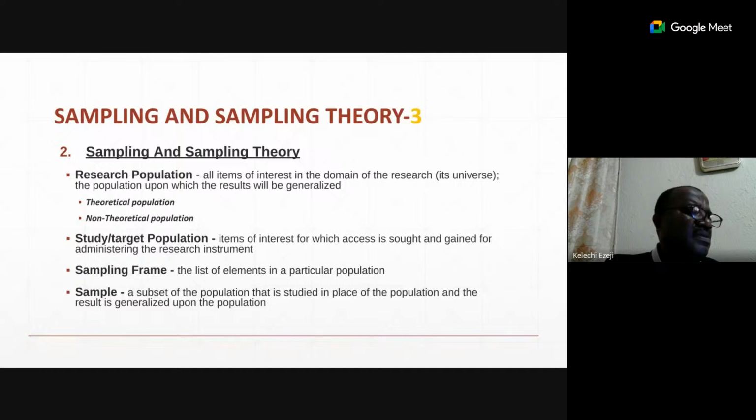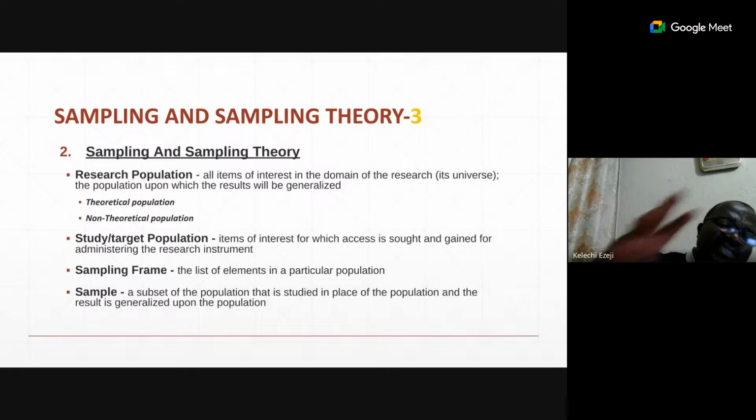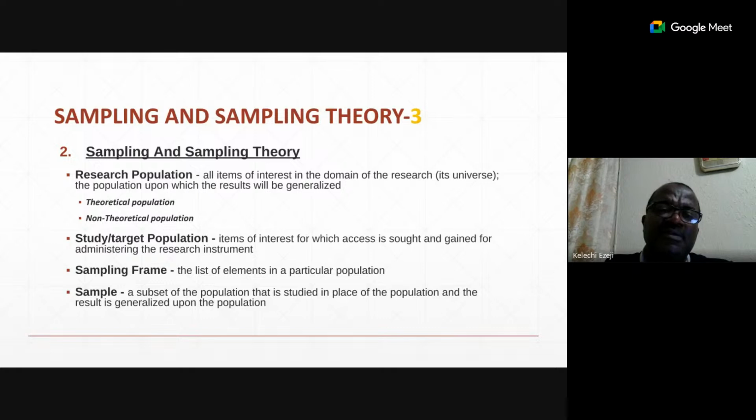So because of this difficulty, this inconvenience, researchers now do what is called sampling. They take a sample that is representative of that population, so that when they study it, whatever results they get, they can generalize over other homogeneous items, in other words, items that are similar to them relative to the factors that have been defined or described ab initio. So a sample is a subset of a population that is studied in place of the population, and the result is generalized over that population.